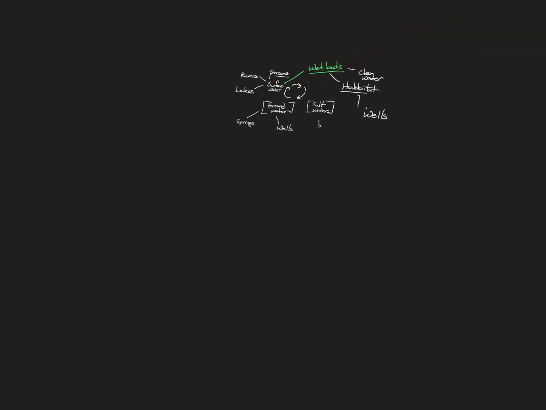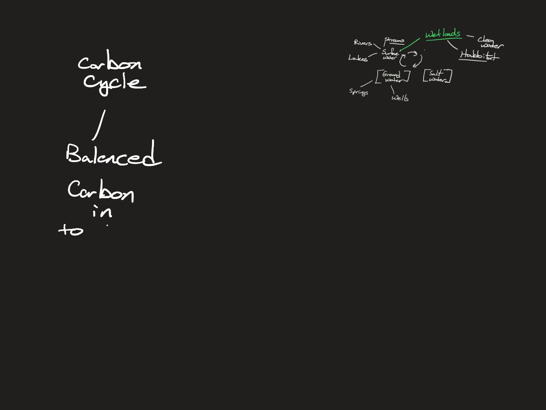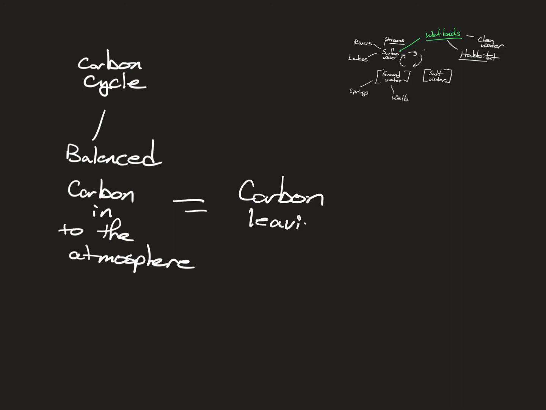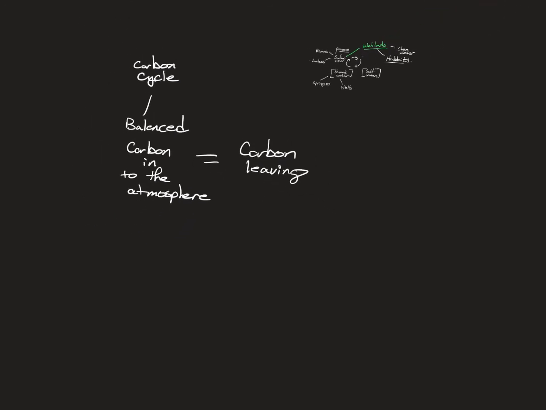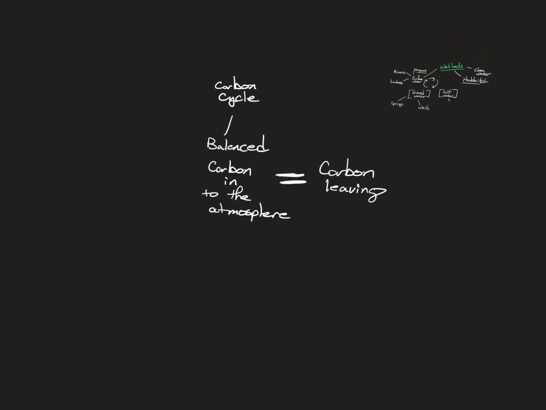The carbon cycle is another one of those cycles we talked about. When it's balanced, a balanced carbon cycle, the carbon going into the atmosphere equals the carbon leaving. When that's happening, the system is stable. So what's happening with us is we're unbalancing the carbon cycle.